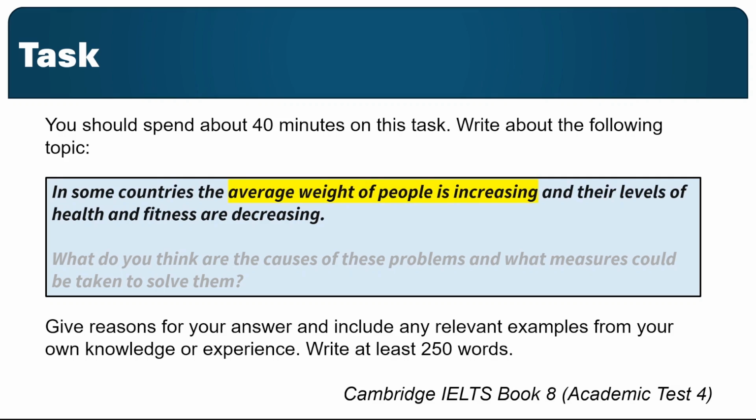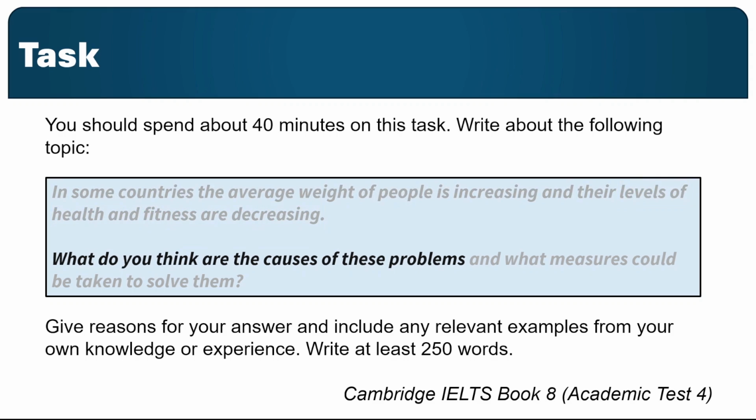Here are some key words. The average weight of people is increasing. People are getting heavier and levels of health and fitness are decreasing. So their health and their fitness are getting worse at the same time as their weight is increasing.